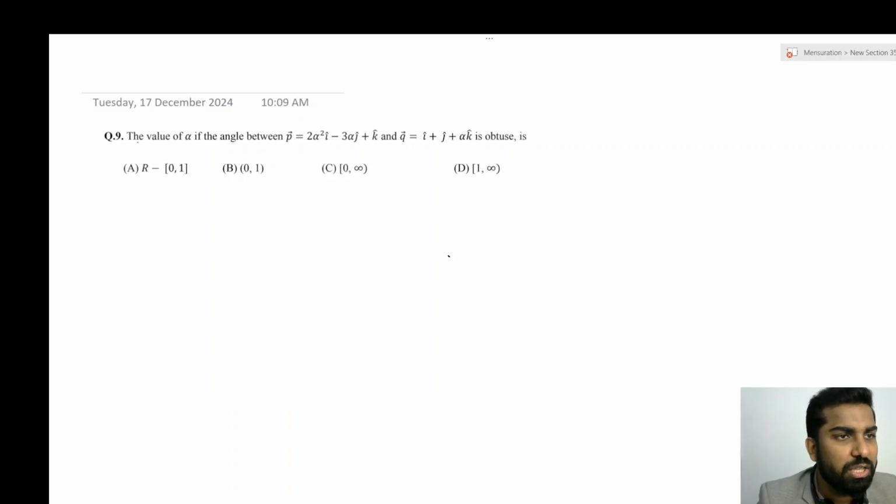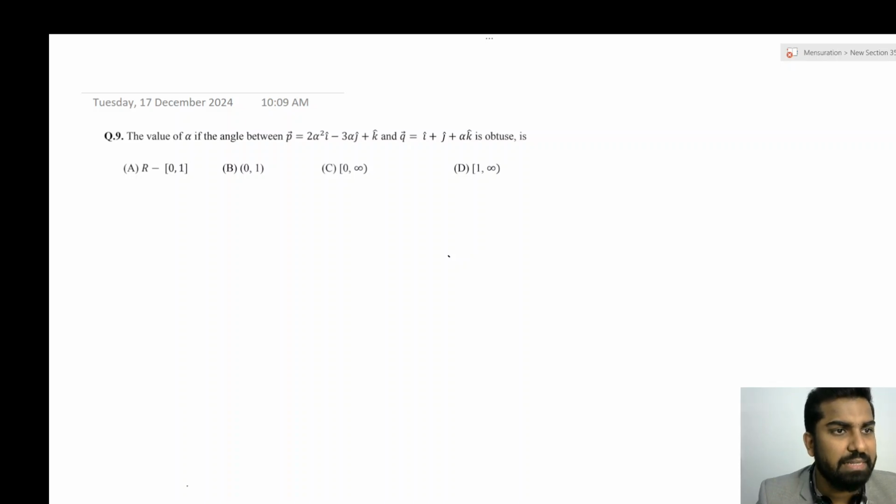vectors. Okay. So the question is: find the value of alpha if the angle between two vectors, p vector and q vector, is given. P vector is 2 alpha square i minus 3 alpha j plus k, and q vector is i plus j plus alpha k. They are obtuse. If they are obtuse, the value of alpha is coming under which interval? That is the question. Okay.